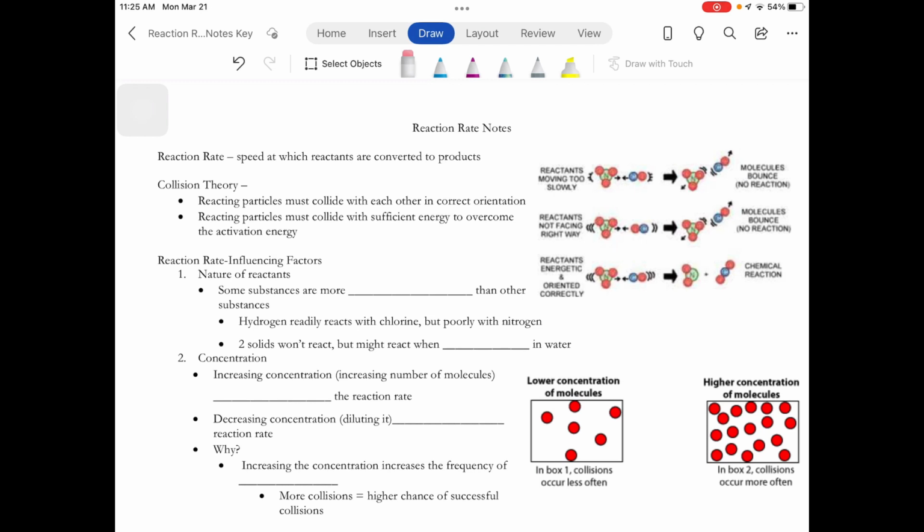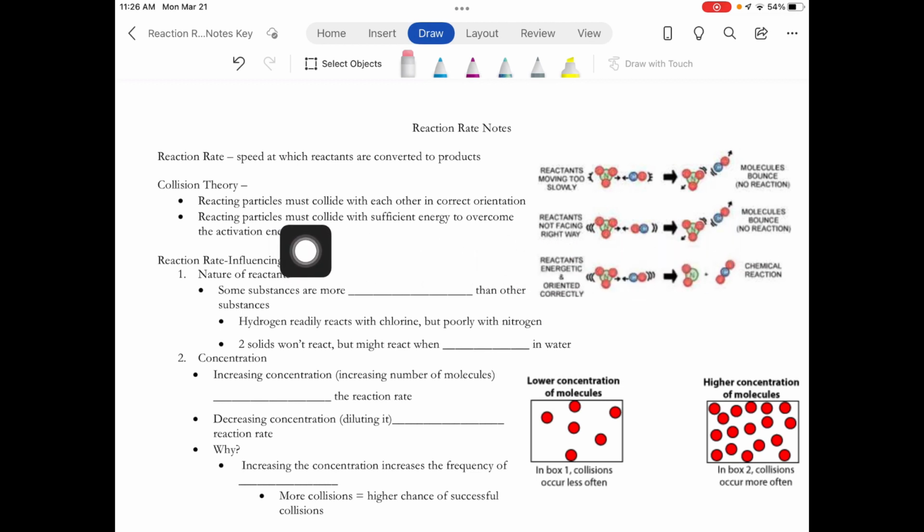So reactant particles must collide with each other in the correct orientation. That's expressed in this picture right here. So the reactant's not facing the right way. If you have this molecule hitting this molecule, they aren't hitting in the right way for them to react, and so they'll bounce off each other.